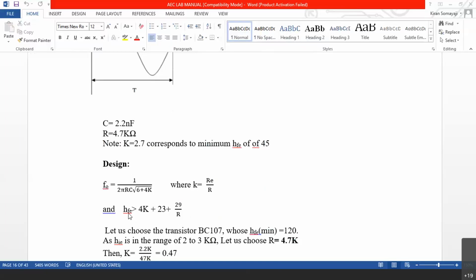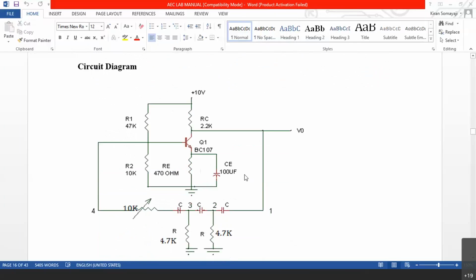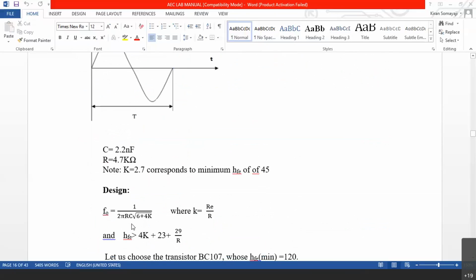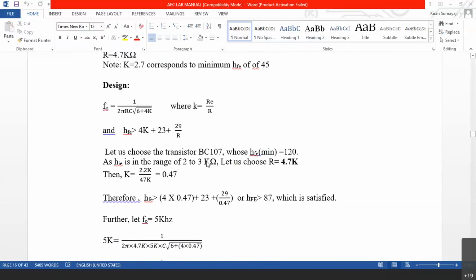So, beta has to be greater than 4K plus 23 plus 29 by K. That is why we have chosen a transistor called BC107 here. This BC107 will have a beta which is more than 120. That way, it is satisfying these conditions. So we have the formula for this circuit, that is F naught is 1 over 2 pi RC into square root of 6 plus 4K, where K is RC by R. Now let us choose the transistor BC107 whose minimum HFE is 120. As I told you, it is mentioned here.